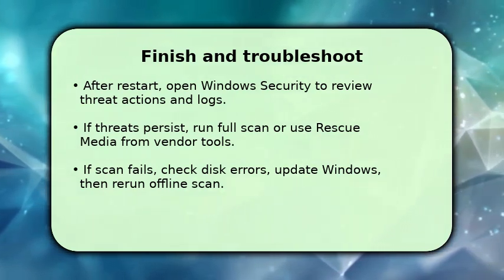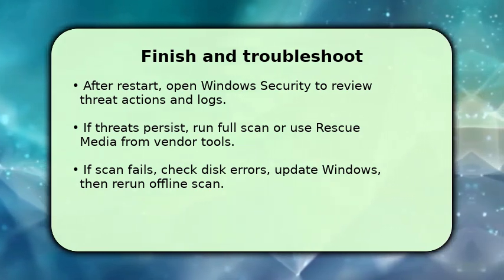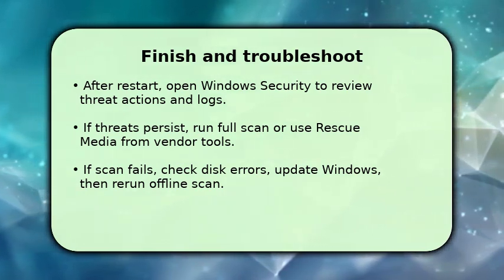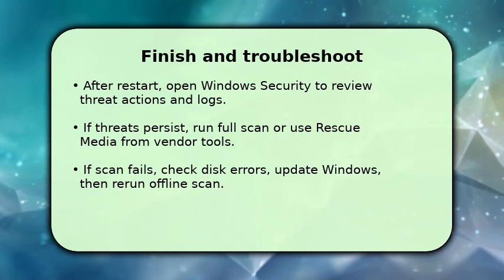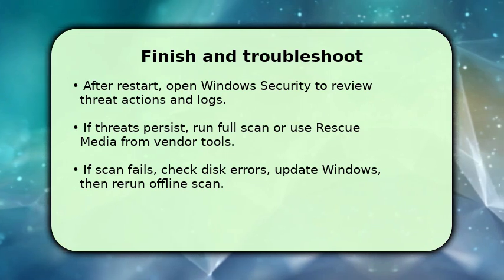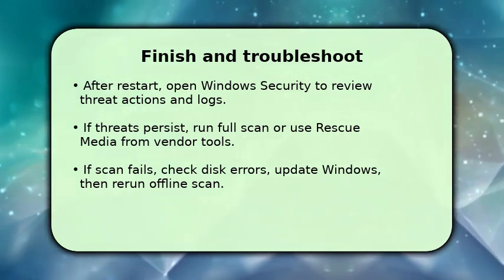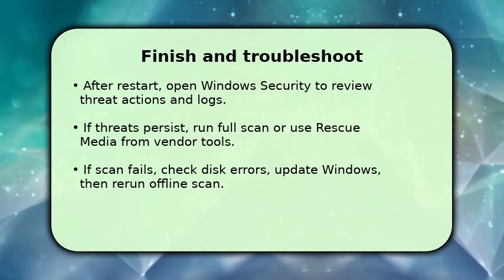If problems remain, run a full Windows Defender offline or consider creating vendor rescue media for deeper cleanup. If the offline scan fails to start or stops unexpectedly, check for disk errors with chkdsk, install pending Windows updates, and ensure antivirus definitions are current. Once done, rerun the offline scan.